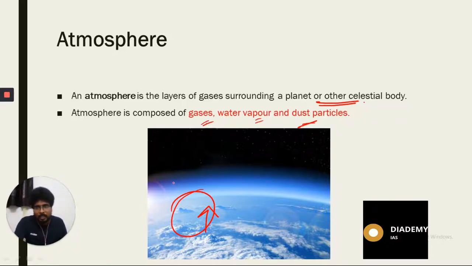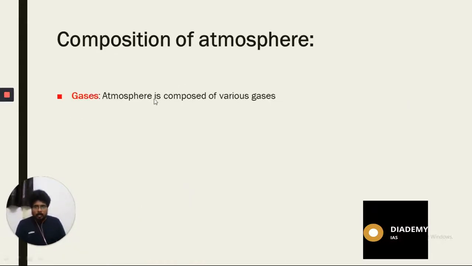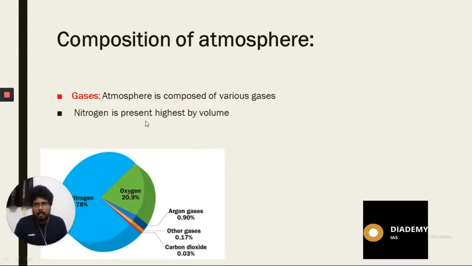Now we will study in detail each of these elements individually. First, the gases. Gases means, first, which gas will come to your mind? The gases which will come to your mind are oxygen and carbon dioxide. There is one more gas which is present and abundant, which we generally don't think of, but it is very important for human survival. It is nitrogen. Nitrogen is present highest by volume.